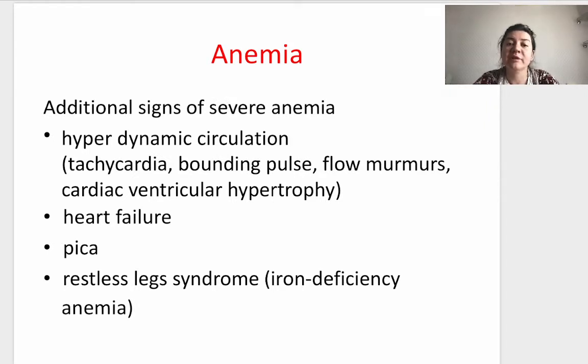Additional signs of severe anemia. In severe cases, it can be hyperdynamic circulation with tachycardia, bounding pulse, flow murmurs, cardiac ventricular hypertrophy. It can be signs of heart failure, pica, restless legs syndrome, especially in iron deficiency anemia.